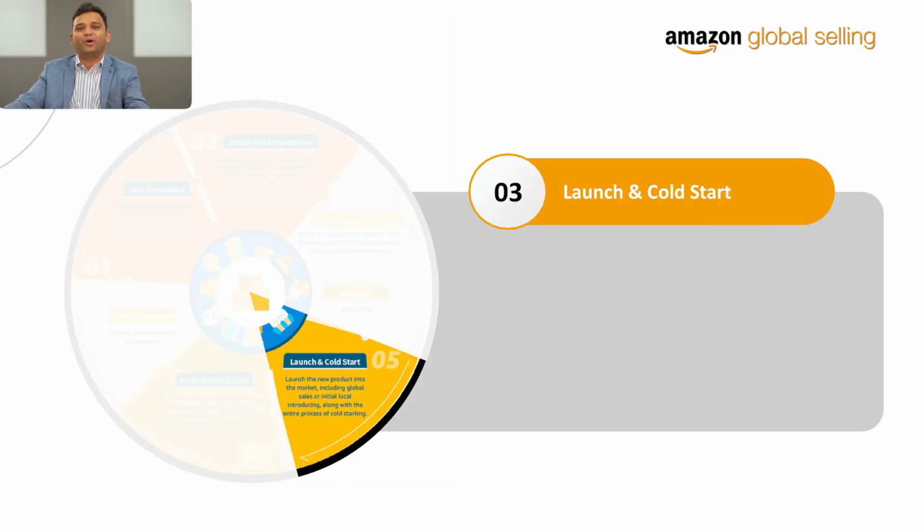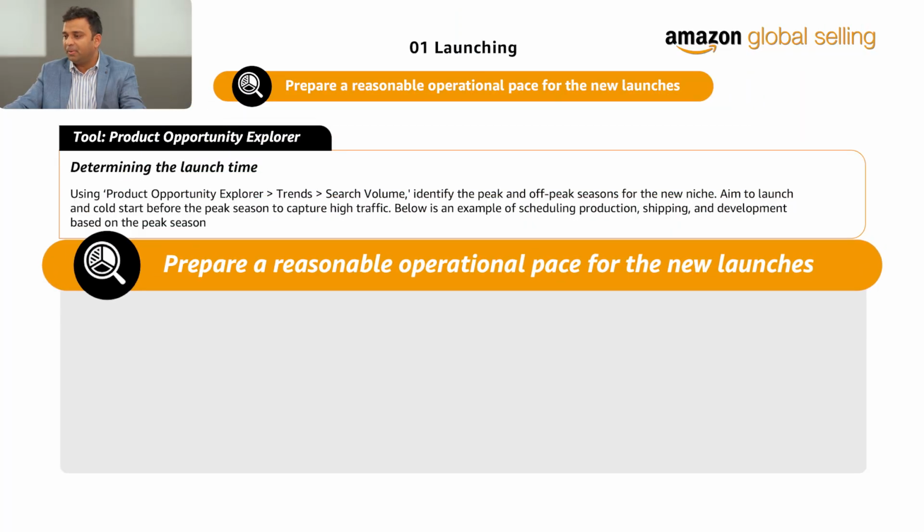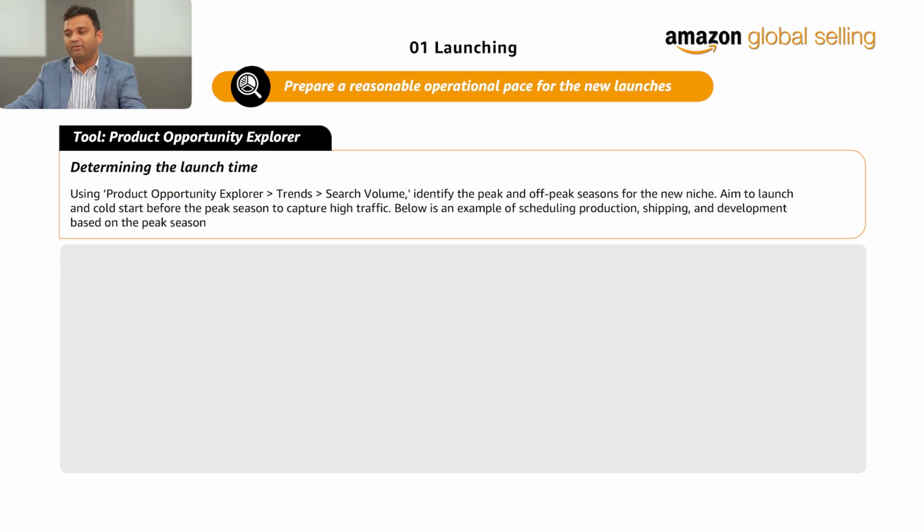Now we'll go into the product launch phase, which is the most exciting phase of the product journey. While launching your product, prepare a reasonable operational pace for the new launches. The tool that we will use is Product Opportunity Explorer. Determine the launch time by using Product Opportunity Explorer, trends and search volume. Identify the peak and off season for your product niche. You should aim to launch your product before the peak to capture the maximum traffic of search volume.